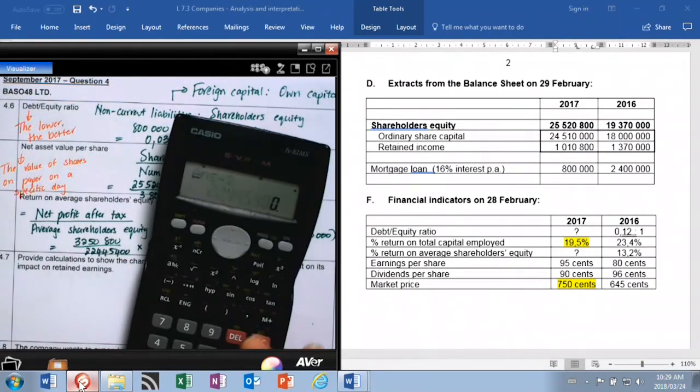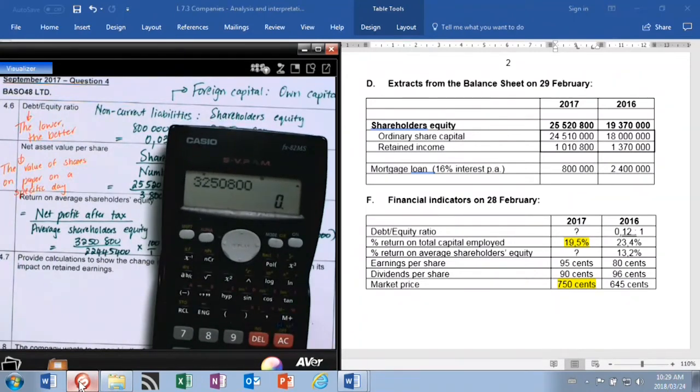That gives us 3,250,800 divided by 22,445,400 times 100 over 1. That gives us 14.5%.